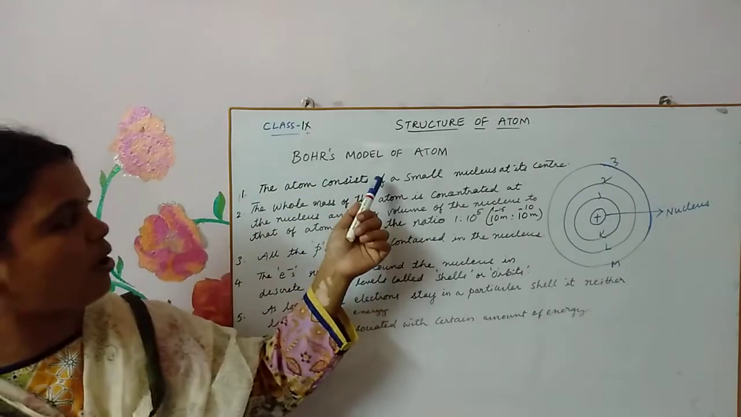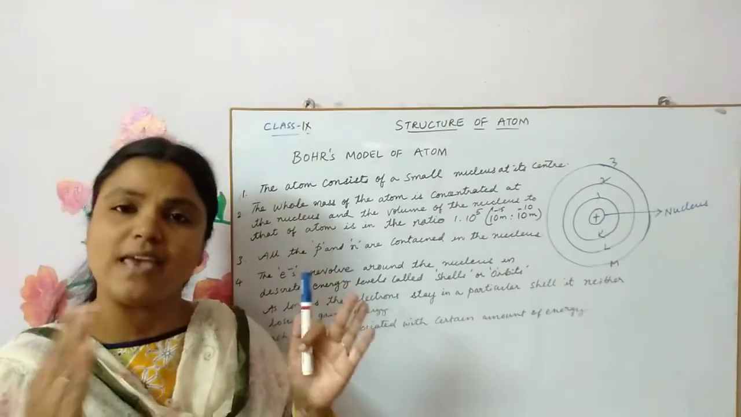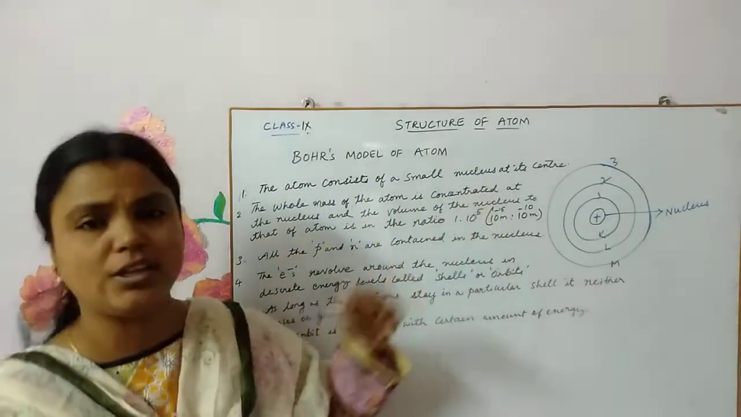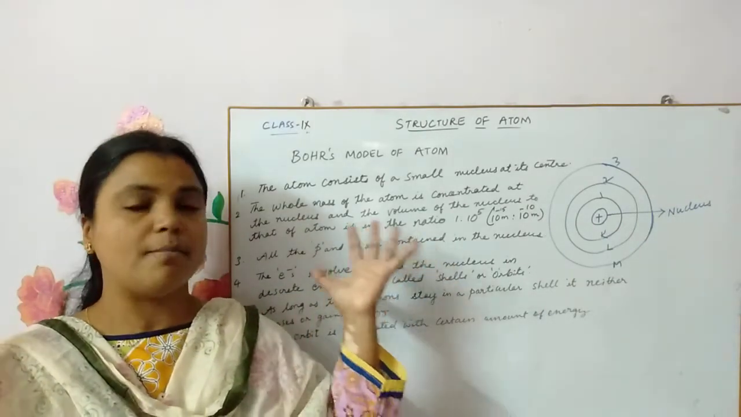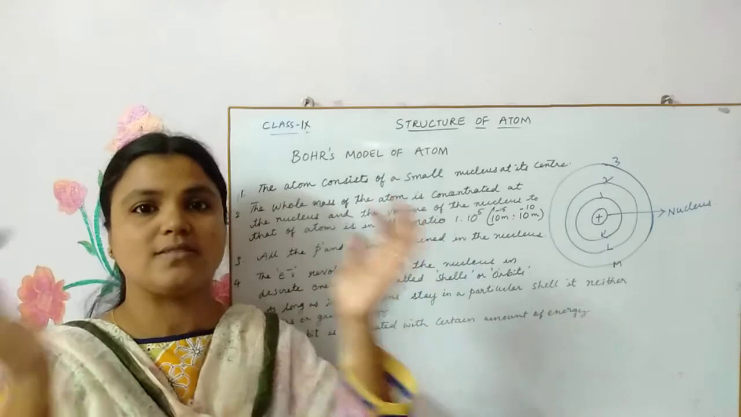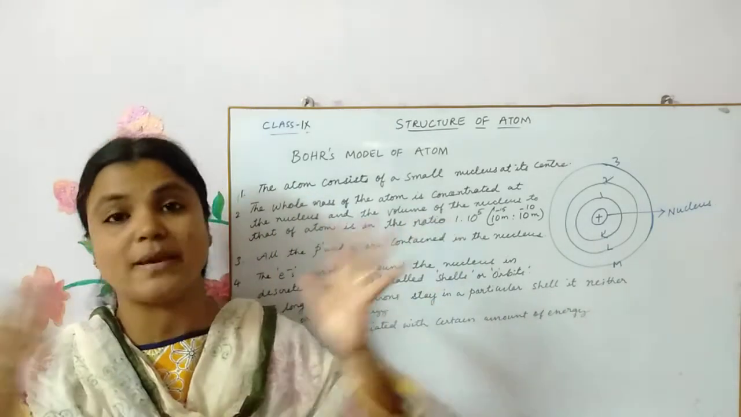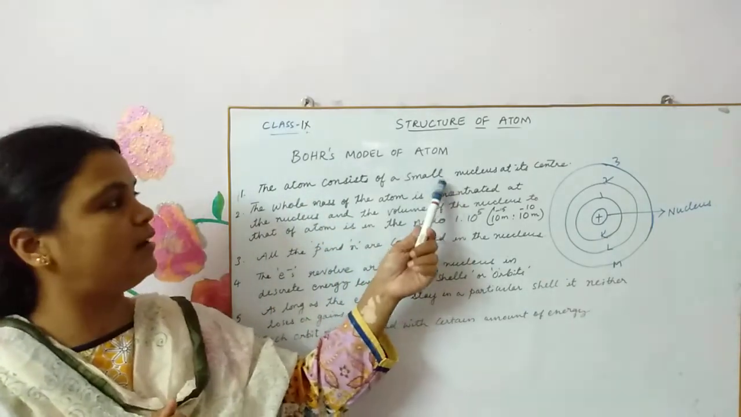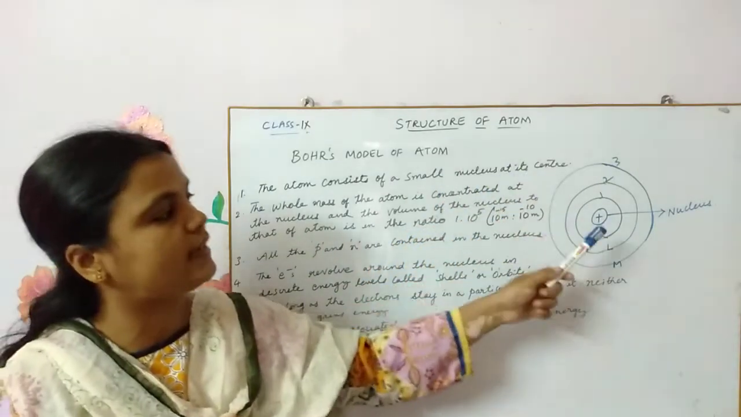Most of the points are the same as in Rutherford's model. The atom consists of a small nucleus, which was told by Rutherford. He said that all the mass is concentrated at the center, the nucleus is very small, and most of the space is empty. Bohr acknowledged the same point: the atom consists of a small nucleus at the center.